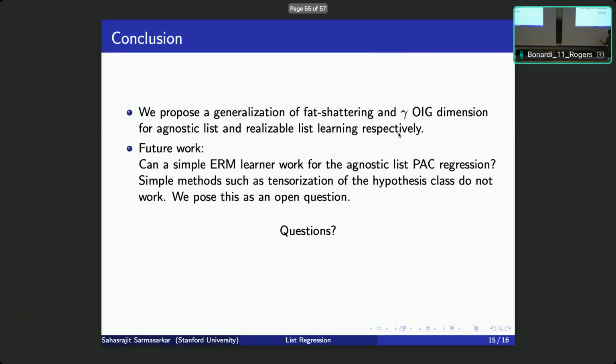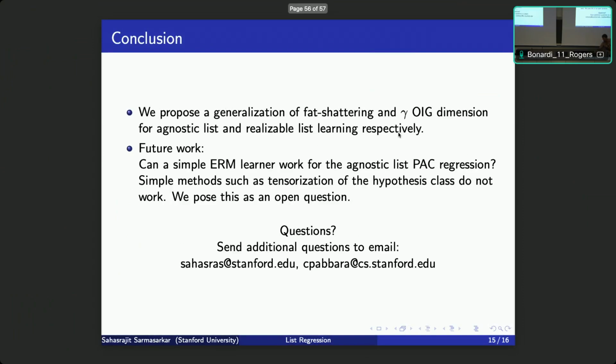So we leave a lot of open questions here. Can an ERM-based learner work for agnostic list PAC learning? Simple methods that we tried, like tensorization and other simple things, didn't work. So this is an open question, and happy to take questions.